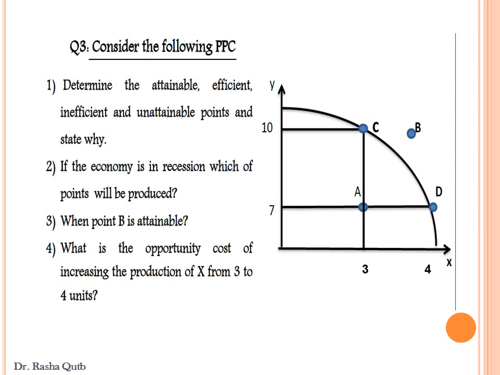Let's move to the third question. Consider the following production possibility curve. The requirement is to determine the attainable, efficient, inefficient, and unattainable points, and state why. Number 2, if the economy is in a recession, which of the points will be produced? Third, when is point B attainable? Fourth, what is the opportunity cost of increasing production of X from 3 units to 4 units?